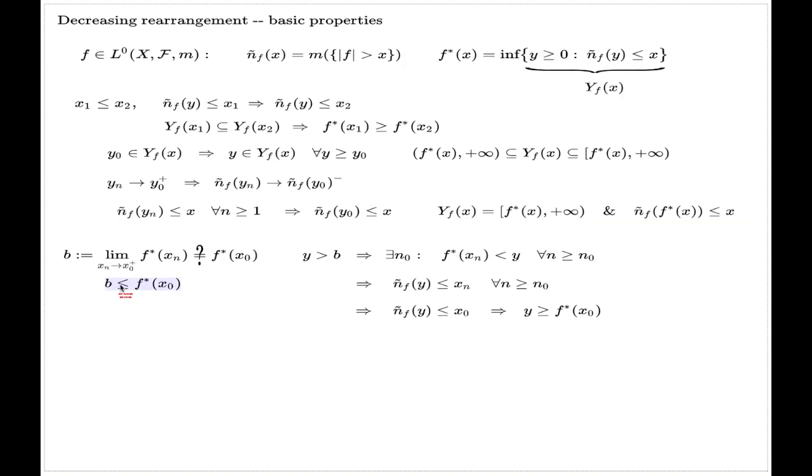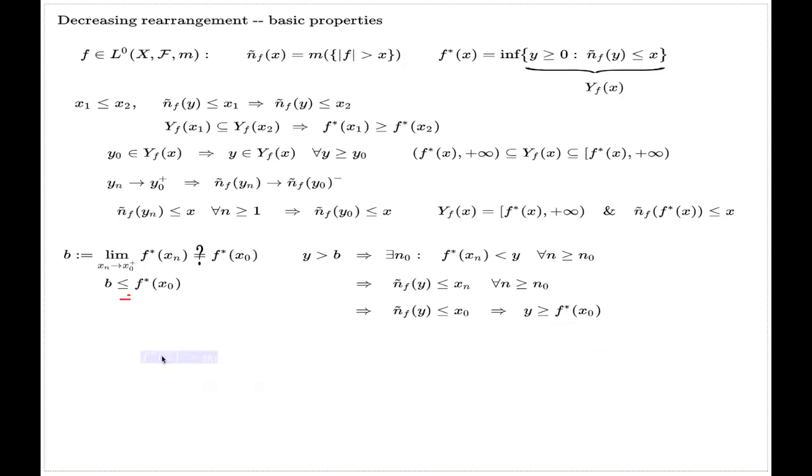If you assume the contrary, that you don't have identity here, so if you have a strict less inequality like that, you can find a point in between, which will be on one side larger than b, but on the other side less than f star of x0. That contradicts this chain of implications, because every point which is larger than b must also be larger than f star of x0. That's why you have the identity here.